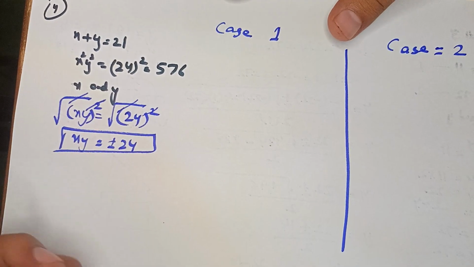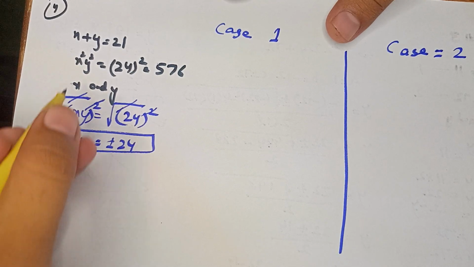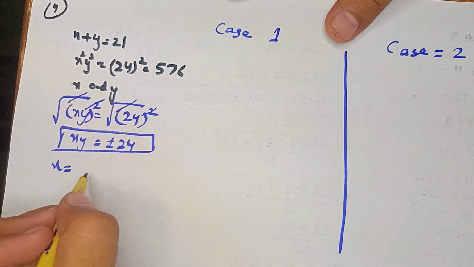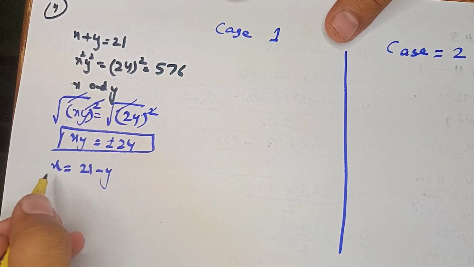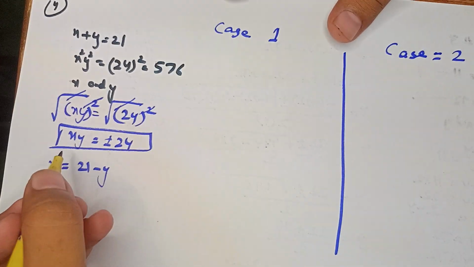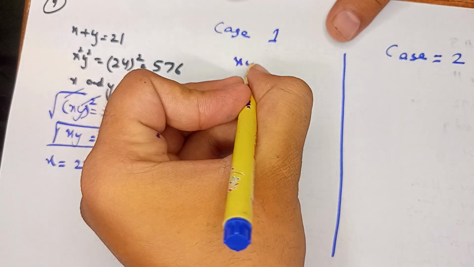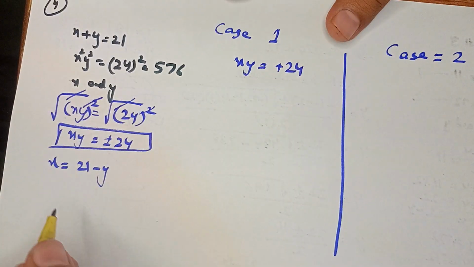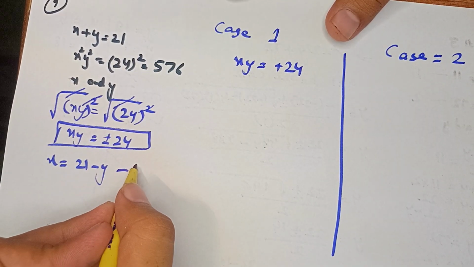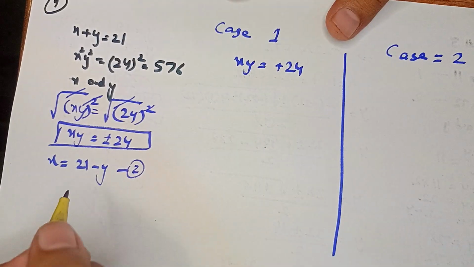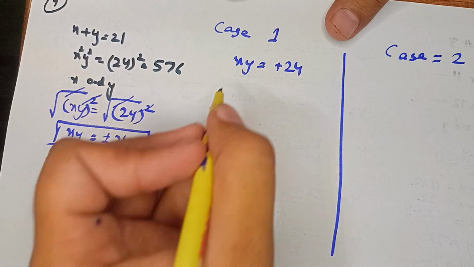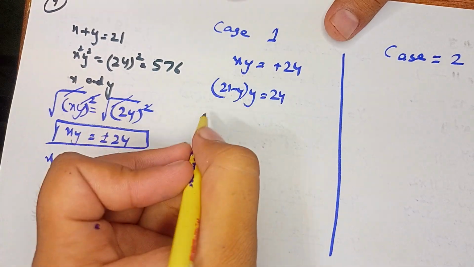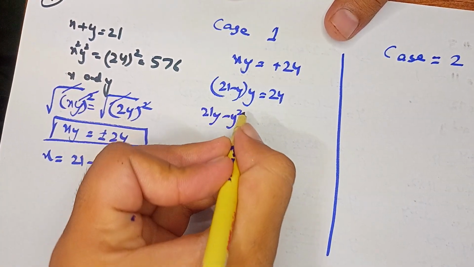In this example, we have to find our first value from this equation, x equals 21 minus y. In the previous step we already found this. In case 1 we take xy as positive 24, and we put the value of x in that equation. So the value of x is equal to 21 minus y, which is 24, and multiplying both sides, 21y minus y square equals 24.